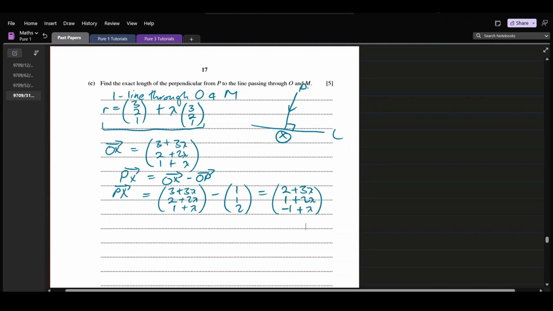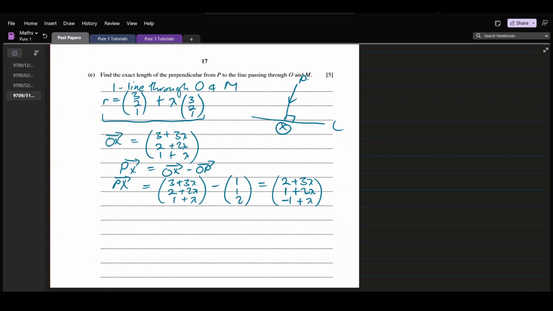That's our PX. If we go back to our diagram, we'll notice that the line L and the direction vector PX are perpendicular. And we know that if two vectors are perpendicular to each other, then their dot product, or scalar product, is equal to 0. So we have PX, which is (2 plus 3 lambda, 1 plus 2 lambda, negative 1 plus lambda), dotted with the direction vector of L, which is (3, 2, 1), and this scalar product is equal to 0.